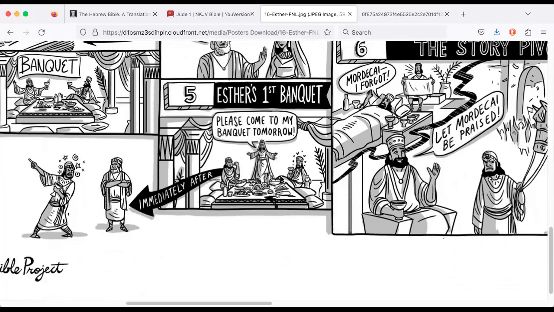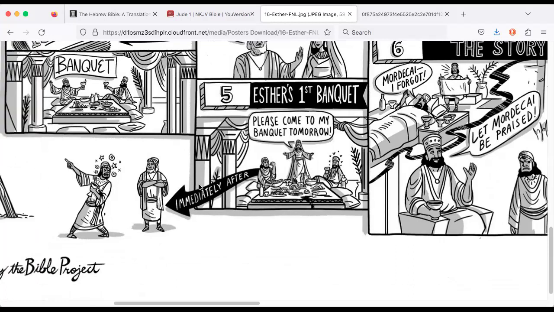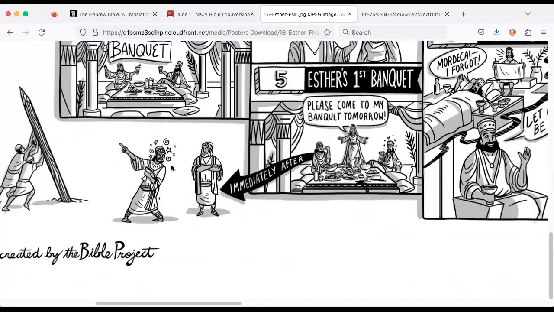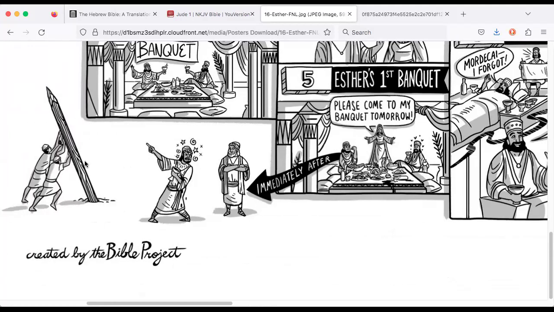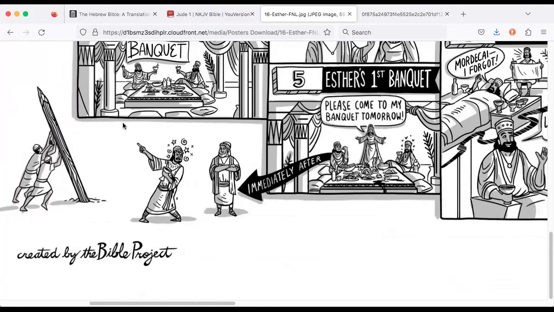So her plan is that she first has a banquet with the king and this Haman guy. And right after this, Haman gets out, and he's all drunk from this little party, and he sees Mordecai, and he's angry, so he's going to have him hung on a gallows. What that actually means in that day and time is that he's going to have him impaled on a stake, right?